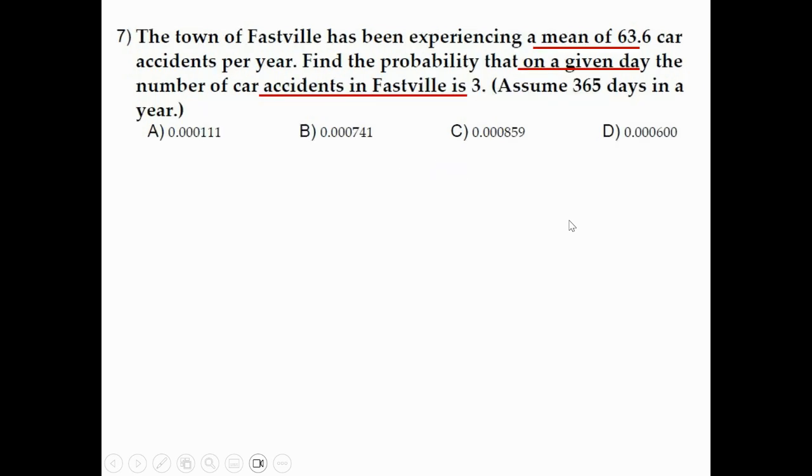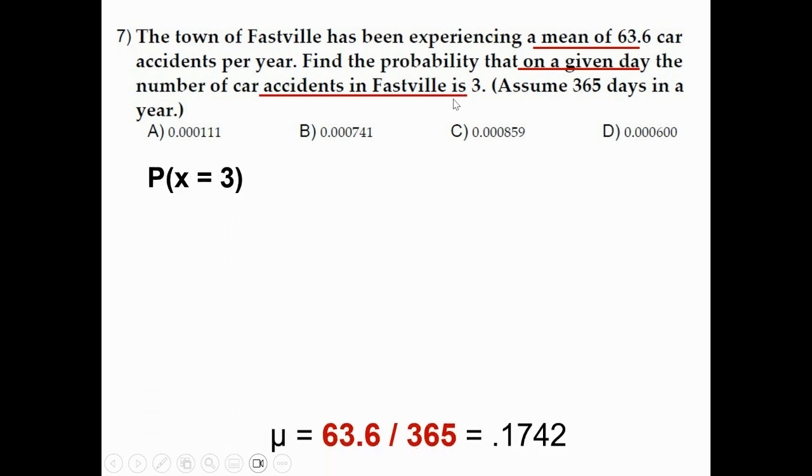Town of Fastville has been experiencing a mean of 63.6 car accidents per year. But now notice, he says here, find the probability on a given day. Well, the time interval has changed. We're going from a year. He wants to know something about a given day. Now, we realize there are 365 days in a year. What does he want to know? He wants to know the probability of exactly 3 accidents in Fastville. So X is equal to 3.